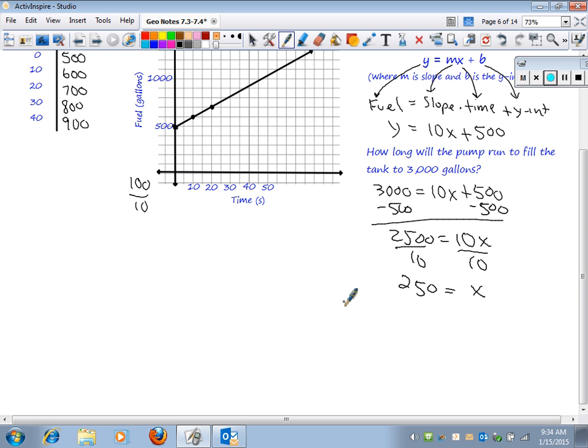Now, would you tell somebody, oh, it's going to take 250 seconds to do that? You would convert that to minutes, right? How many minutes would 250 seconds be? Yeah, if you divide that by 60, because there's 60 seconds in a minute, it'll go in 4 times. So 4 minutes would be 240 seconds. So you'd actually have 10 more seconds after that. So 4 minutes and 10 seconds would be the amount of time it would take for 3,000 gallons to be in that fuel tank.